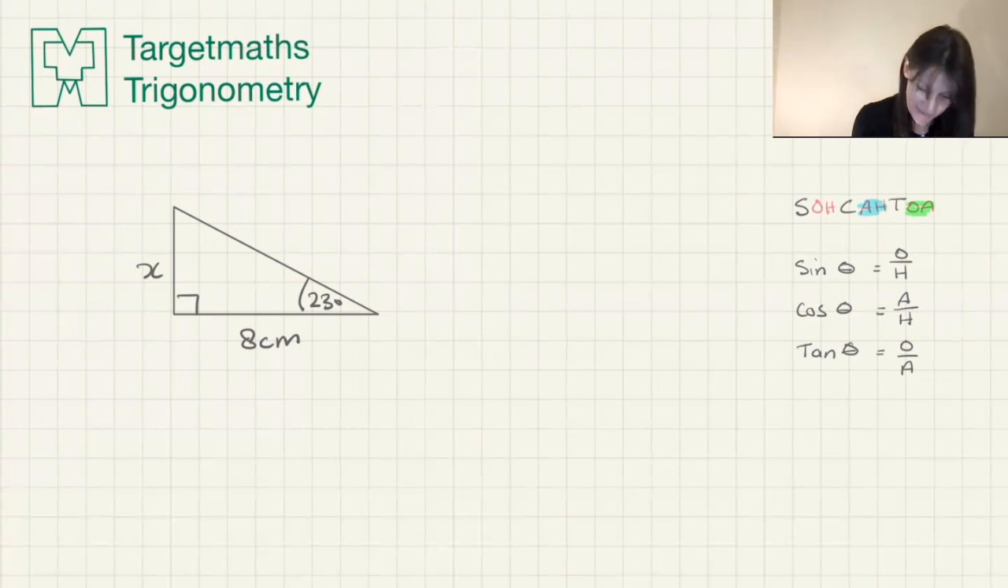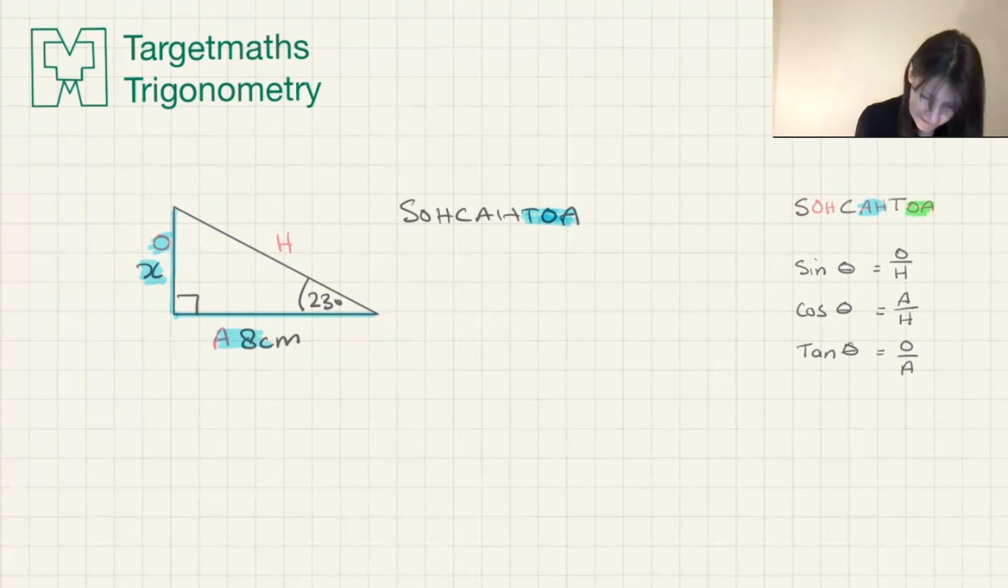Okay, so labels. I've got my O, my H, my A. What is important to me? I've got an 8 for that edge, so that's important. That's important because it's the side I need to find, and that is an O. So write out my SOHCAHTOA. I need O and A, they're together here next to the tan function. So it's tan theta equals O over A.